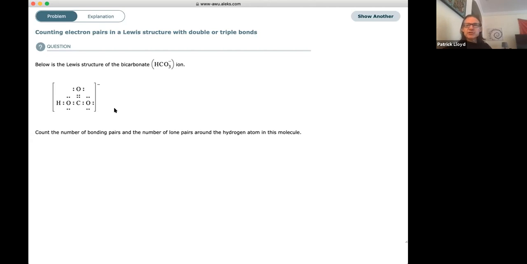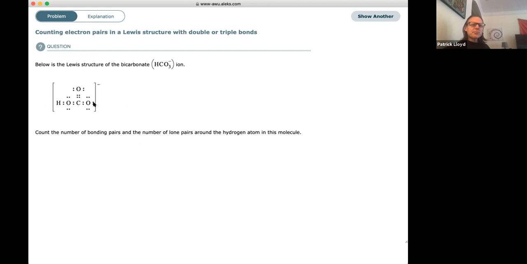A double bond is when you have 2 pairs of electrons between 2 atoms. A triple bond is when you have 3 pairs of electrons between 2 atoms. So count the number of bonding pairs and lone pairs of a hydrogen atom. There's only 1 hydrogen in here. Well, that's pretty simple, right?